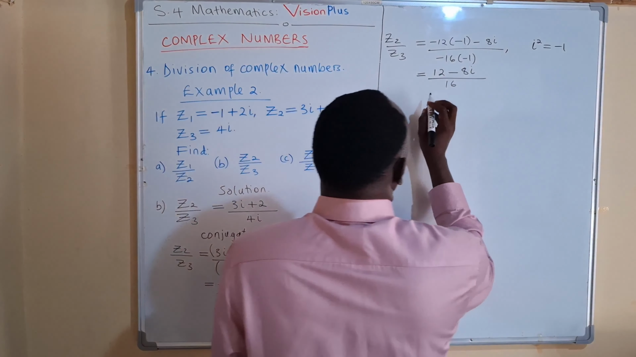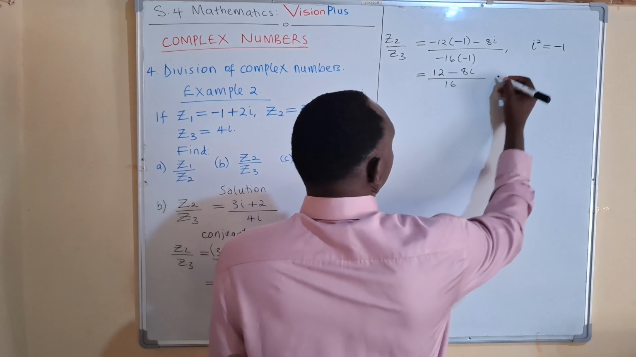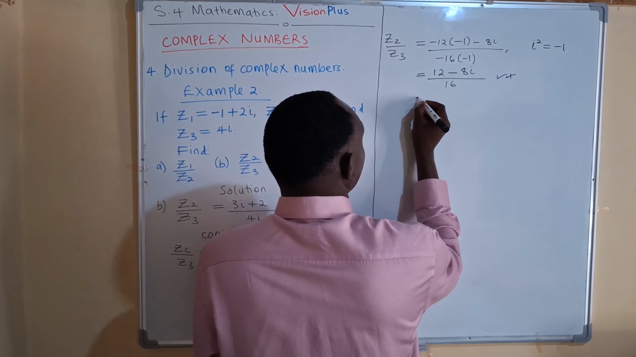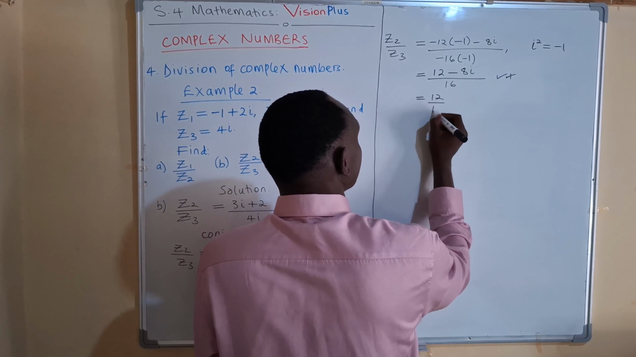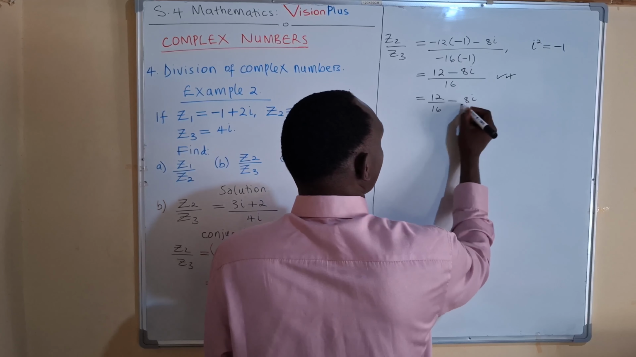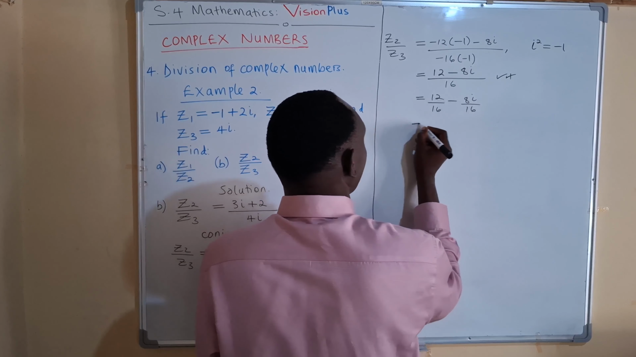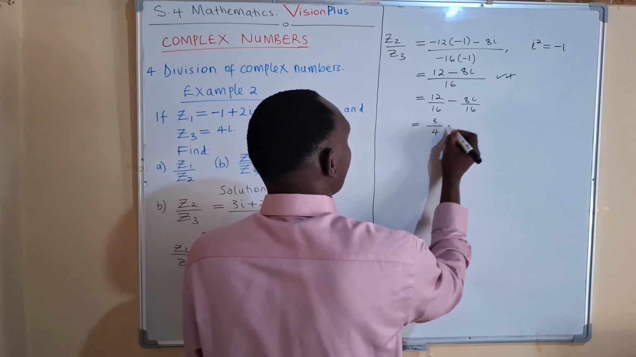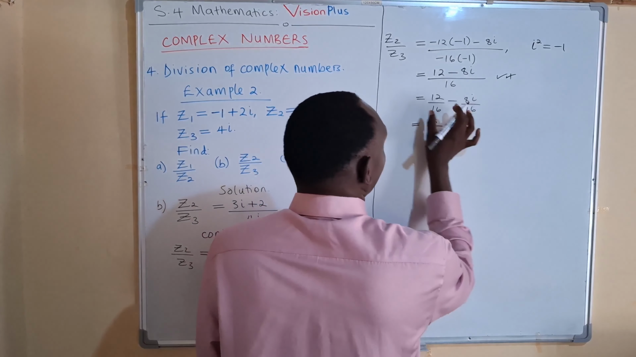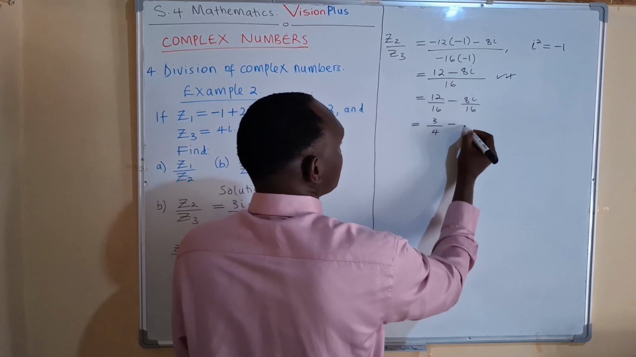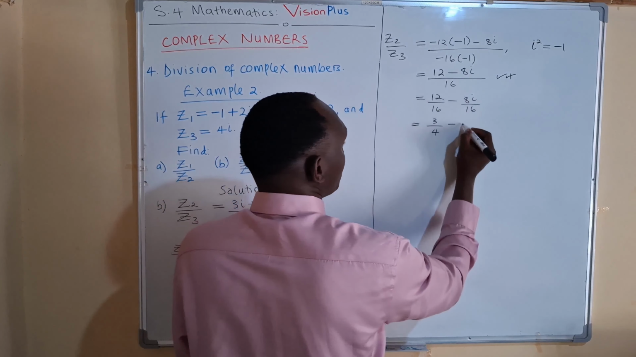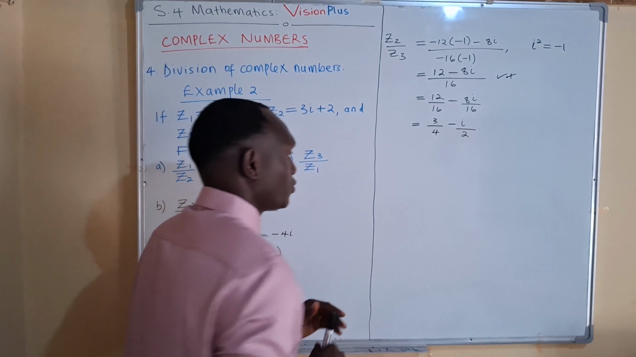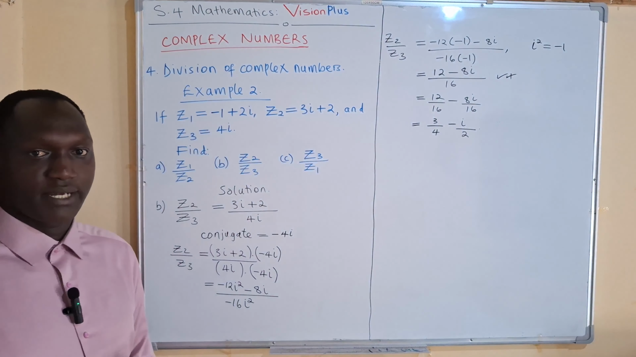Then we proceed. This answer is correct, but it's not in the simplest form. So we could just say this is the same as 12 out of 16 minus 8i out of 16. And then we simplify. By 4, 12 gives us 3, and 16 divided by 4 gives us 4. Minus, this one is independent: by 8, we get 1, which is the same as i, out of 16 divided by 8, we get 2. And the order does not matter.